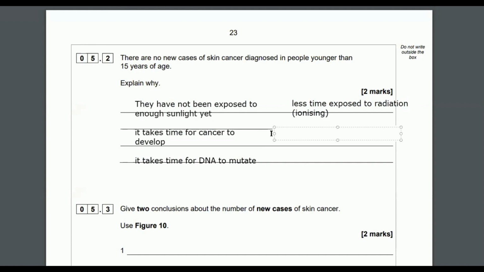Less exposure to carcinogens, cigarette smoke, burnt food, all different types of things, food wrapped in plastics. They've just had less exposure. They've been on the earth less. They've had less chance to get their DNA damaged and for it to mutate and for them to develop cancer. So the best answers here are for it takes time for DNA to mutate, less time exposed to radiation, less exposure to carcinogens, less exposure to sunlight or ultraviolet radiation. Those 3 are the best to take your 2 marks from.